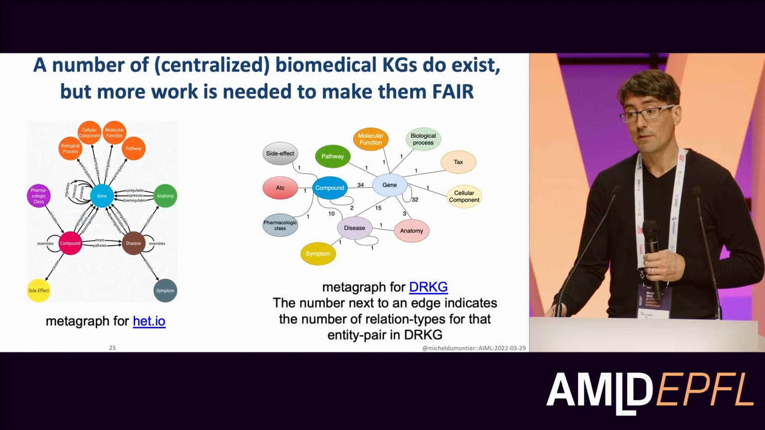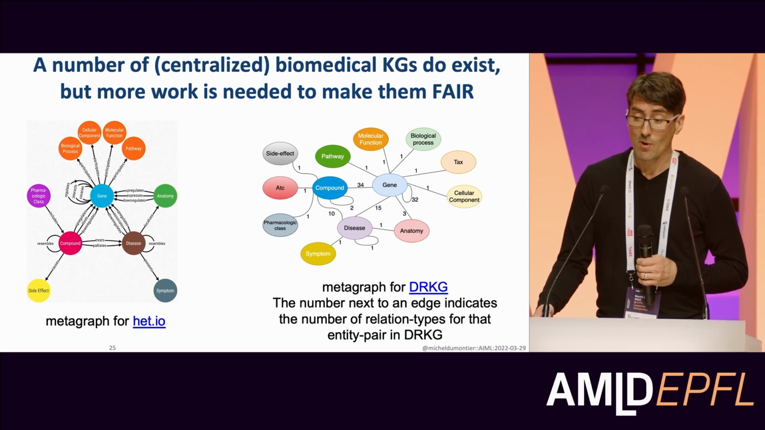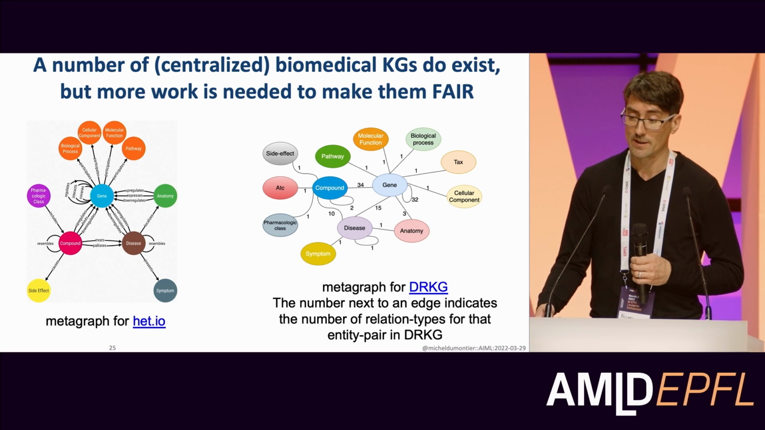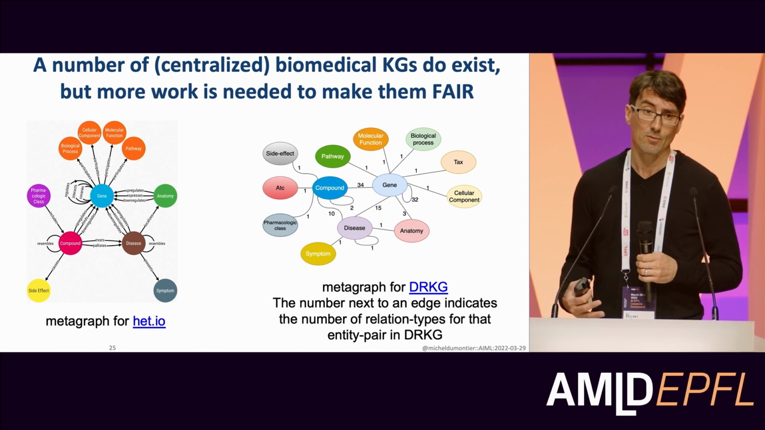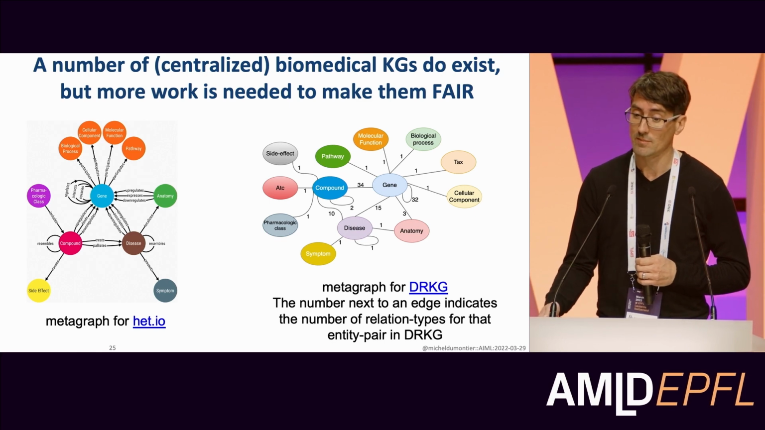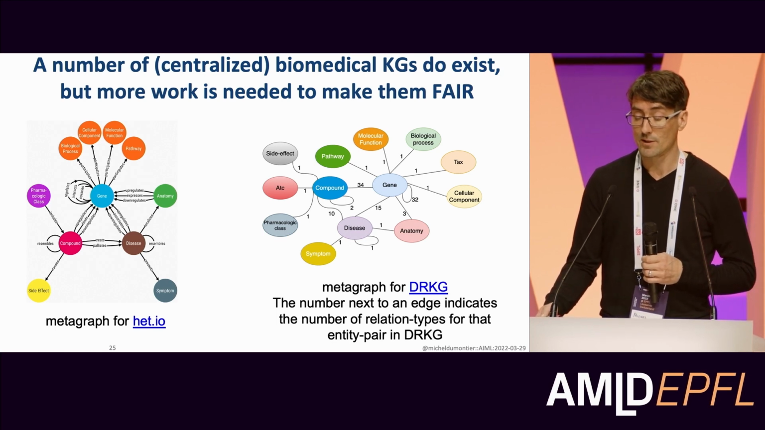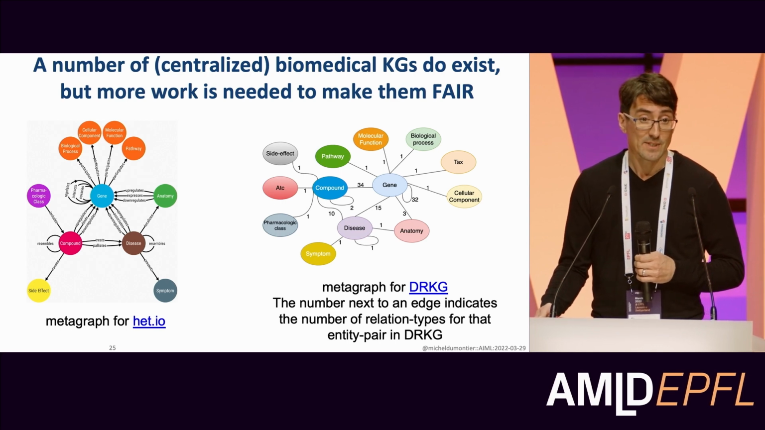Now, there are a number of centralized biomedical knowledge graphs that exist, but much more work is required to make them FAIR. And so you have resources like HEAD.io and the drug repurposing knowledge graph and many others that are emerging, and they are centralized integrated databases of facts that pertain to biology and medicine, information about genes, about diseases, about drugs and their activity and so on. These are super useful as research materials, but one of the problems is they centralize those data.